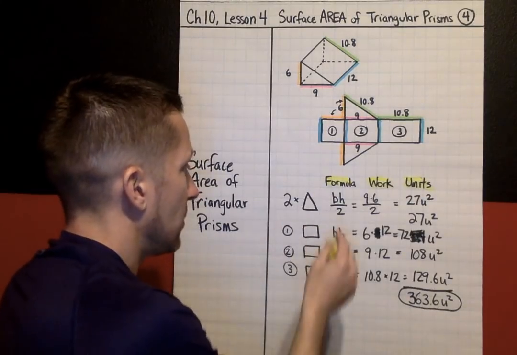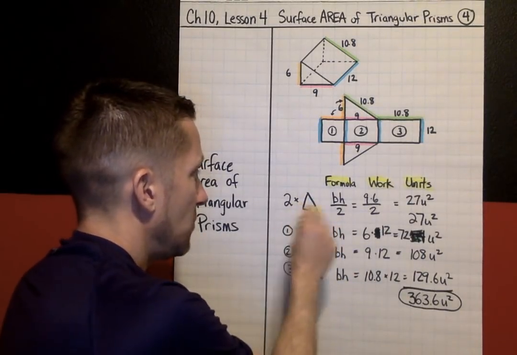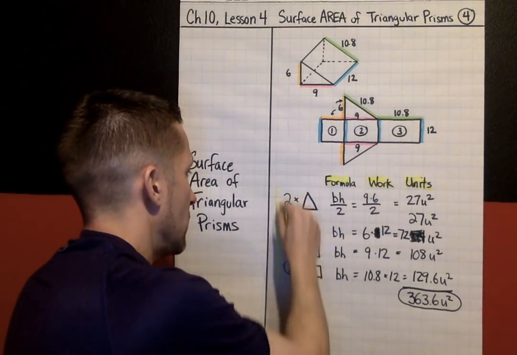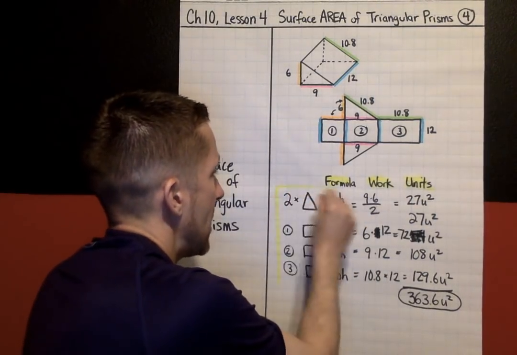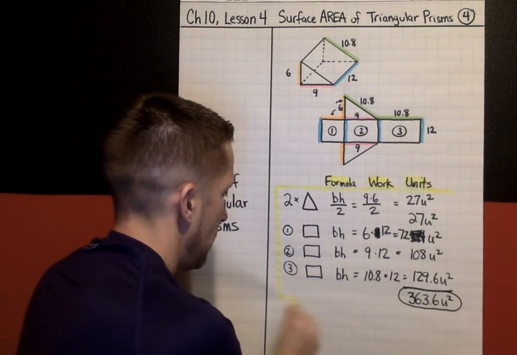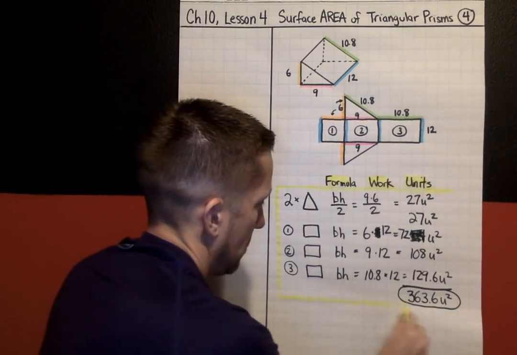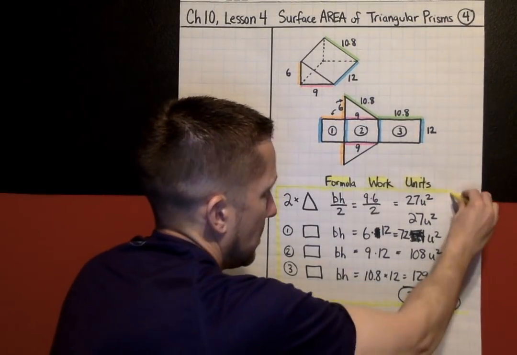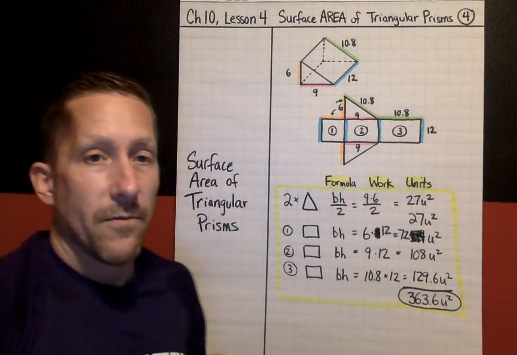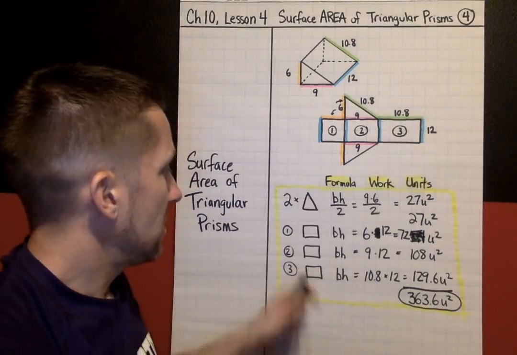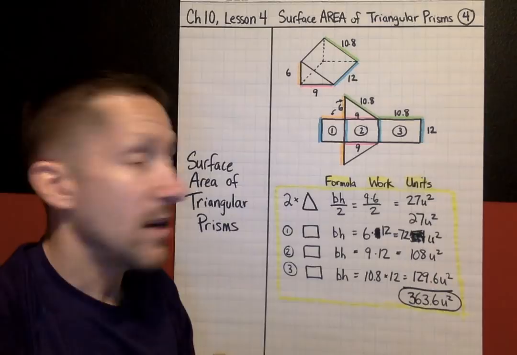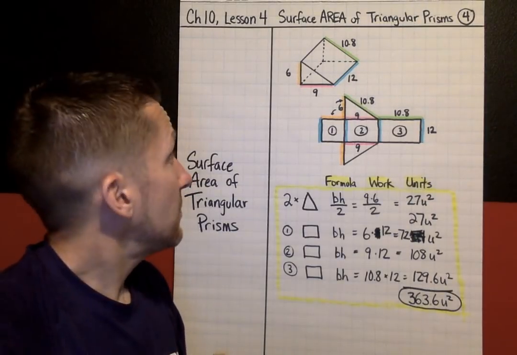So when you have a triangular prism, it's a lot of work. 2 triangles and 3 rectangles total together. So this is what your work should be looking like when you are trying to find the surface area of a triangular prism. Show your work like this. Okay, formula, work, units. 363.6 units squared.